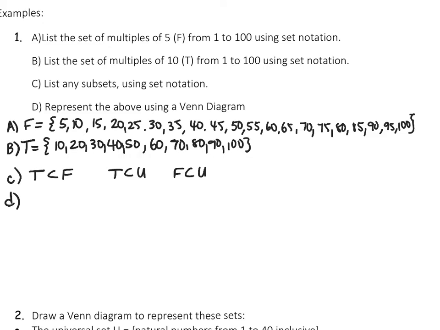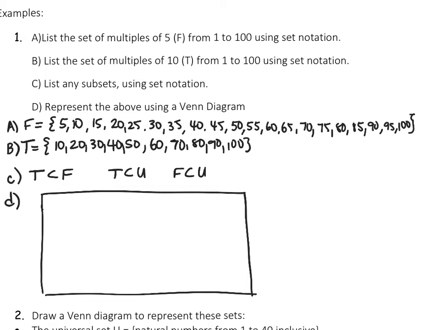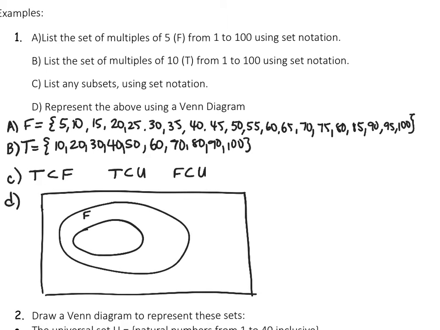D says represent using a Venn diagram. So the Venn diagram, we have the box representing the universal set, which would be all numbers from 1 to 100. And in there, we have the multiples of 5, which would be a pretty big circle, right? So this will be F. And then within that, we have the multiples of 10, which is T. And then generally, we write all of those digits inside of there: 10, 20, 30, 40, 50, 60, 70, 80, 90, 100.